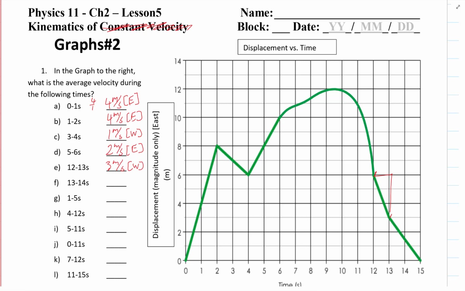If it was a scalar one, if I had asked you speeds, it would have been 4, 4, 1, 2, and 2. Those would have been the speeds.